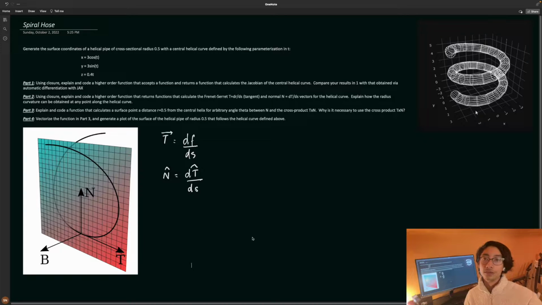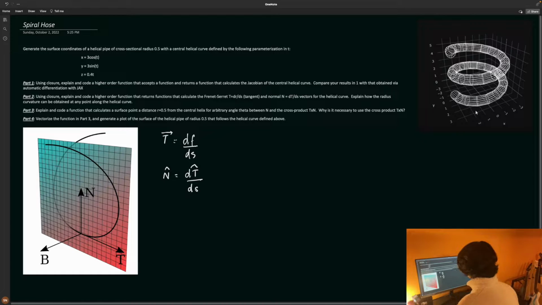Welcome to part 3 of the video series where we learn how to make a three-dimensional circular hose in Python. Now that we have the circular path and we also know what a Jacobian is, we're going to use the Jacobian to find the normal as well as the tangent vector of the curve. In order to do that, we're going to be using what's called the Frenet-Serret formulas. So let's go ahead and take a look at what it is.